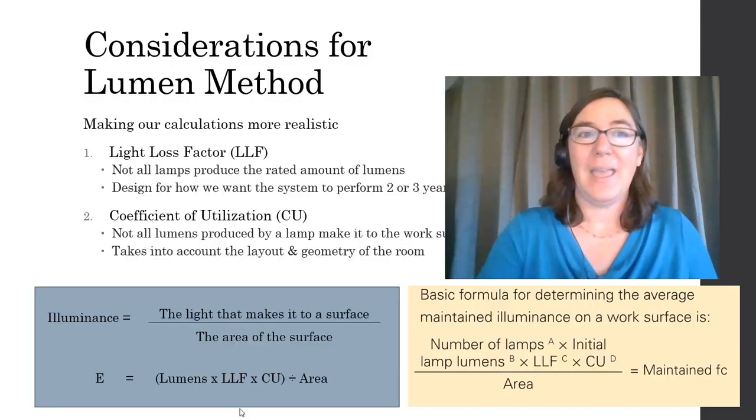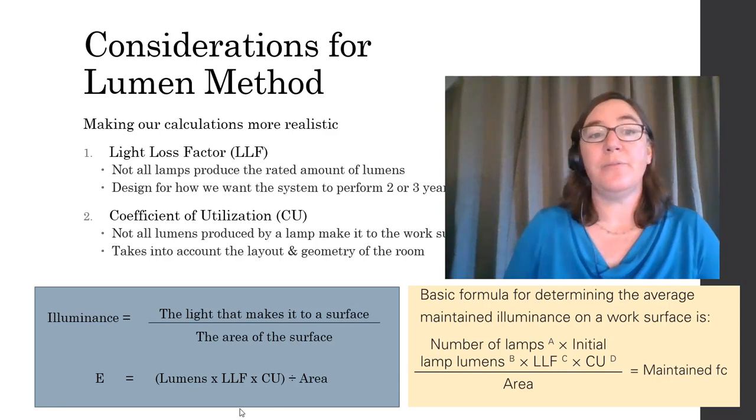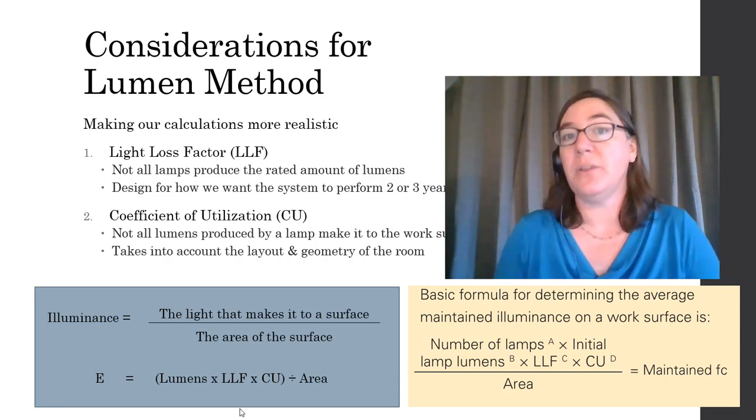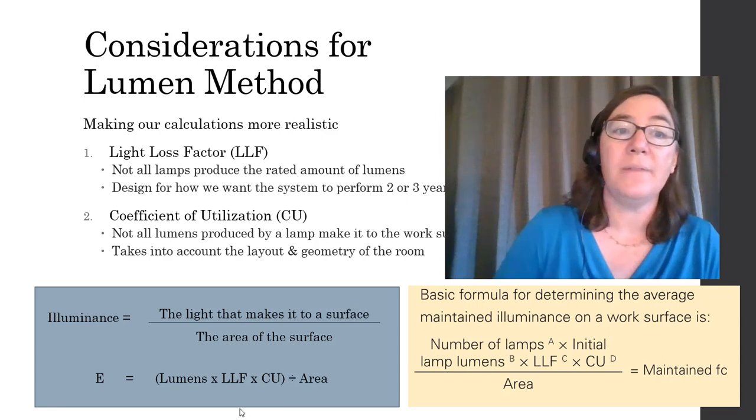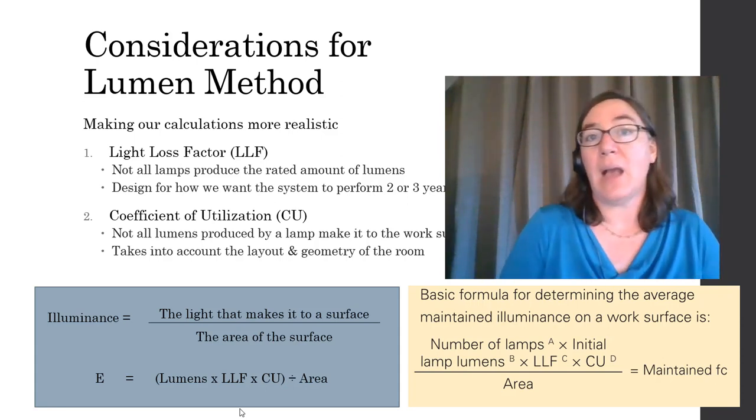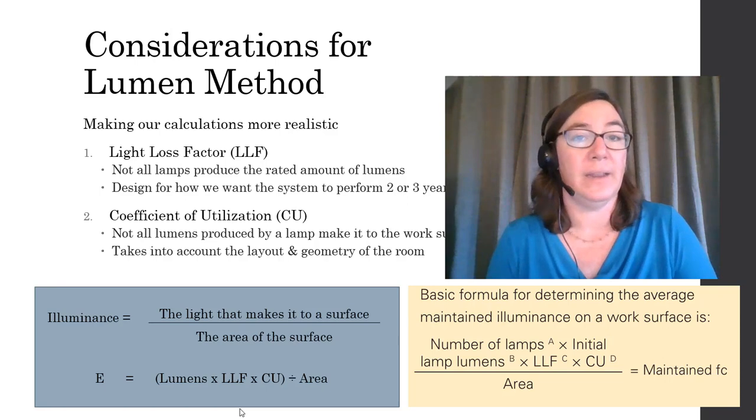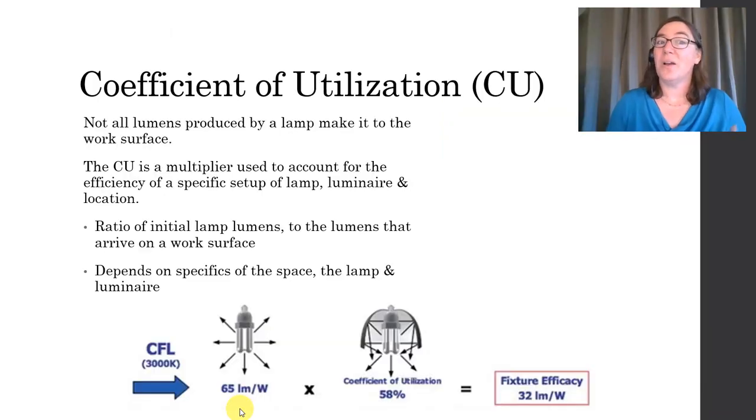And in this video, we're going to focus on the coefficient of utilization. This is one of those factors that is going to make our lighting calculations more realistic. Not all the lumens produced by a lamp actually make it to the work surface, so the coefficient of utilization is a multiplier, and it's used in our calculations to account for the efficiency of a specific setup in a particular room: particular lamp, particular luminaire, particular room and layout.